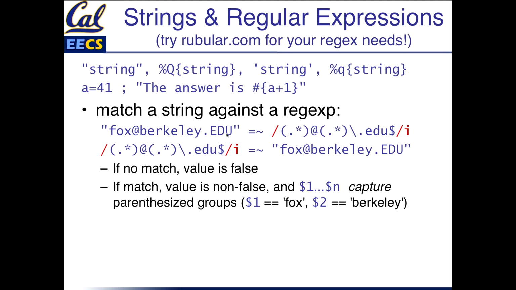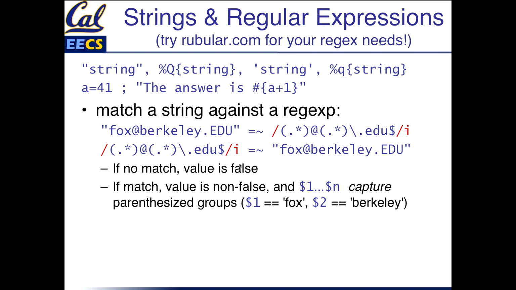Now, what about the fact that edu is in uppercase on the left side but lowercase on the right side? Well, that's okay because the trailing I on the regular expression says ignore case. And again, if you've programmed in other scripting languages like Perl or Python, some of this syntax heavily overlaps with those languages. I could switch the order of these on either side of the equal twiddle. That works just as well. The return value of this expression is, if there was any kind of a match, I get a true value. If there was no match, I get a false value.